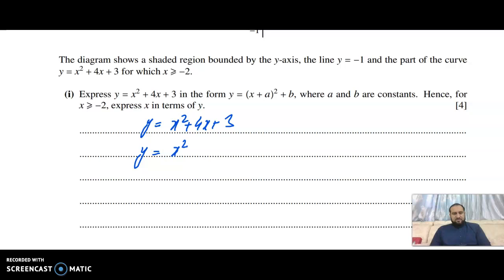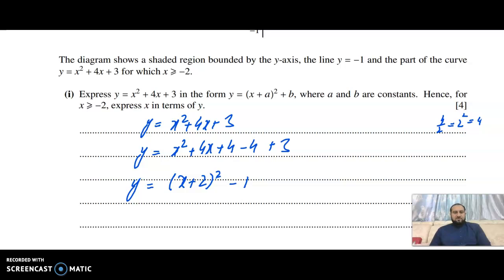So while we are using completing the square, we need to check the coefficient of x squared is 1. If it is 1, we need to get the coefficient of x, divide that by 2 and square it. So we need to add and subtract 4 to complete the square. So y is equal to x plus 2 whole square minus 1.